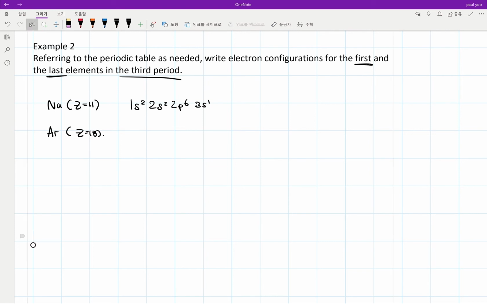And for argon, it will be almost the same, and keep going to 3p6. And sometimes you can specify this as 3px2, 3py2, and 3pz2, total add up to 6 as well.